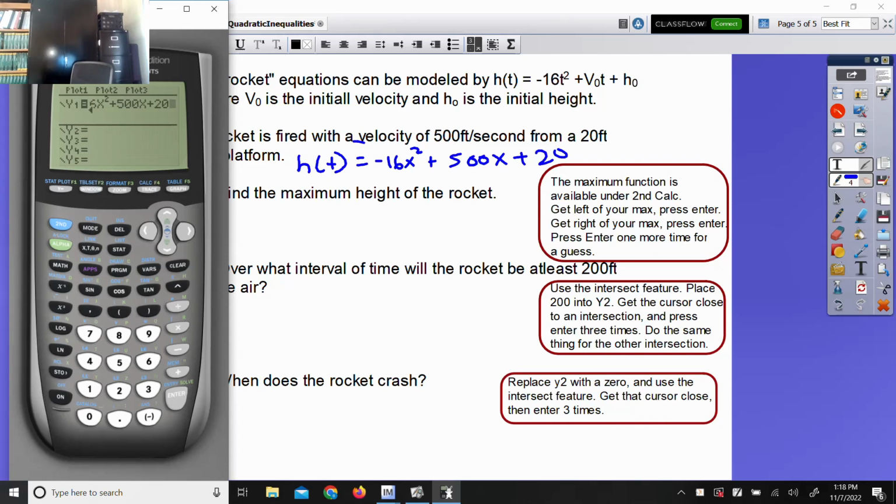Always, always, always hit zoom 6, the standard window. Press enter. Once you hit zoom and scroll down to 6, press enter. And you're gonna see nothing.